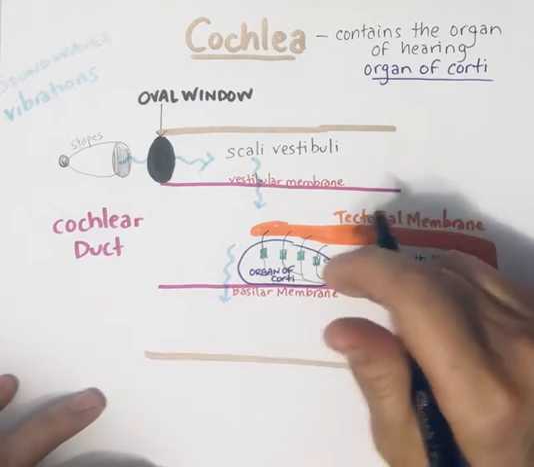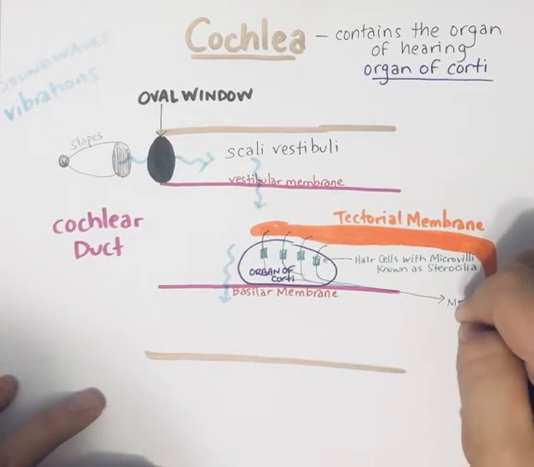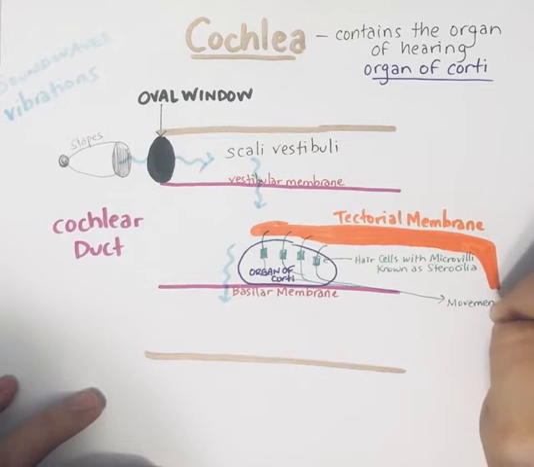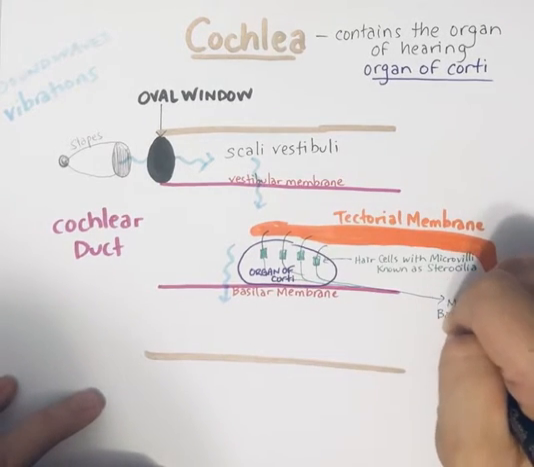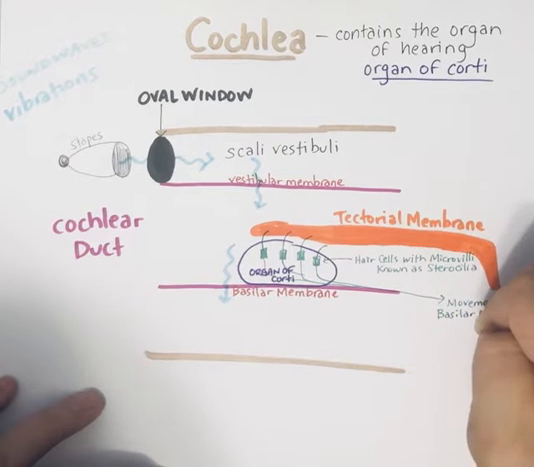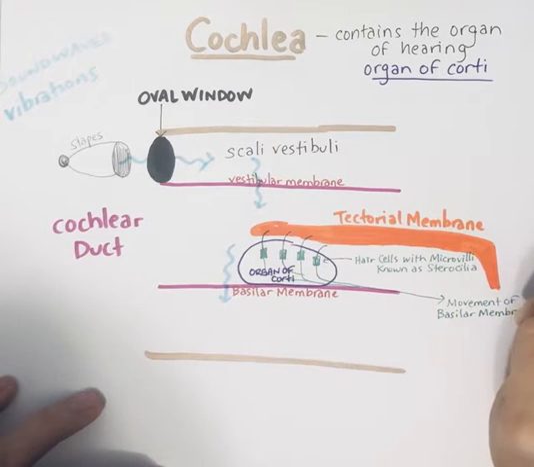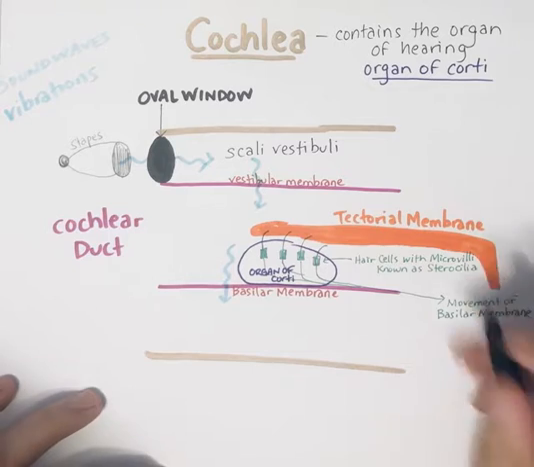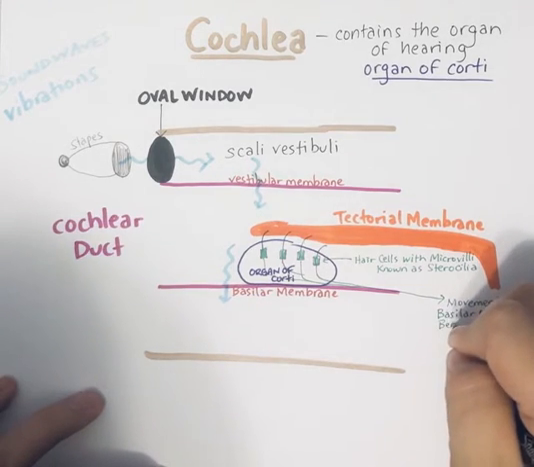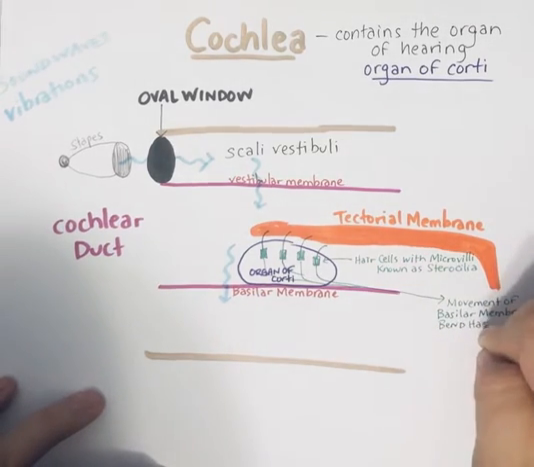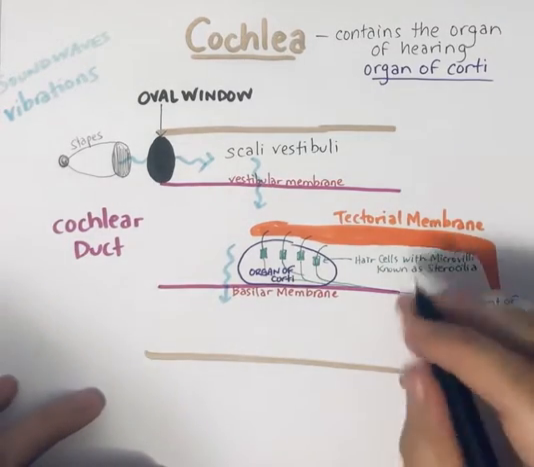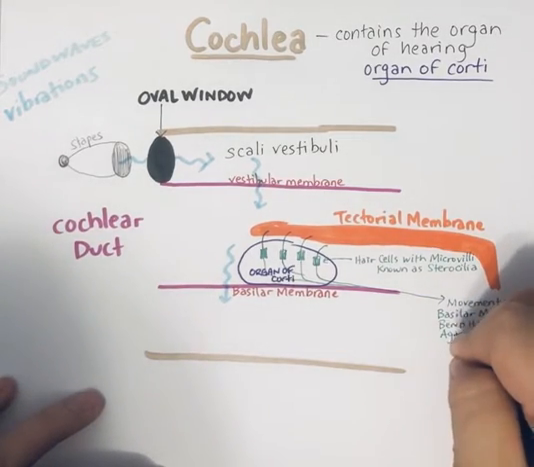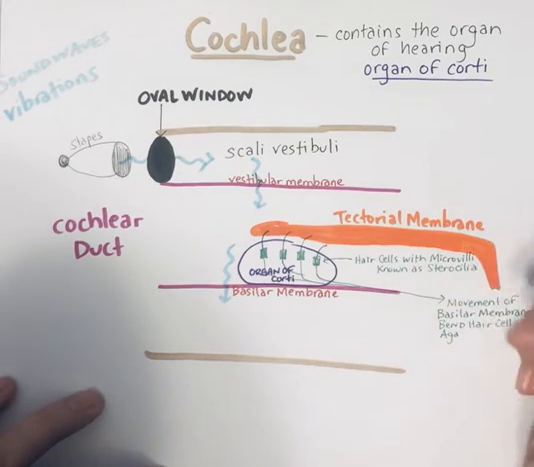So let's write that out. Movement of the basilar membrane. Now the basilar membrane is going to move because of vibrations. They're going to bend the hair cells that have microvilli called stereocilia against the membrane, the tectorial membrane.